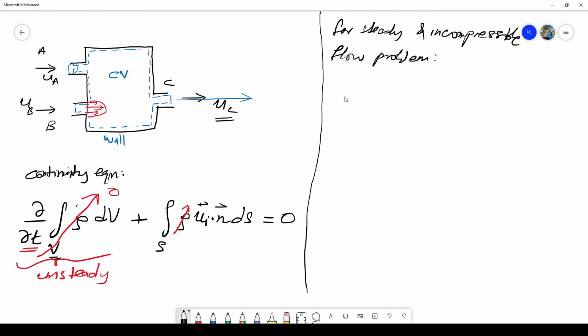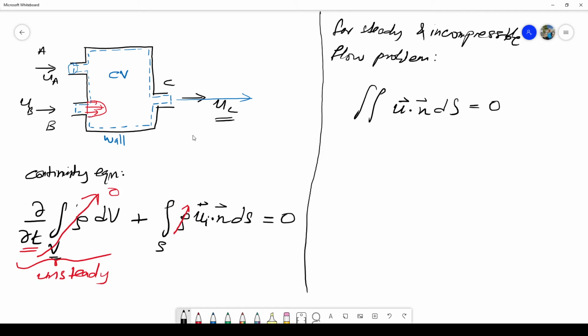Then our continuity equation can be written as the integral of u dot n ds equal to 0. This refers to the integration of the velocity across the surface area in our consideration. Then all of this should be equal to 0, so they should be conserved. But how can we do this? So this is the thing.